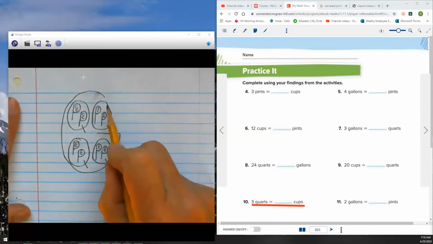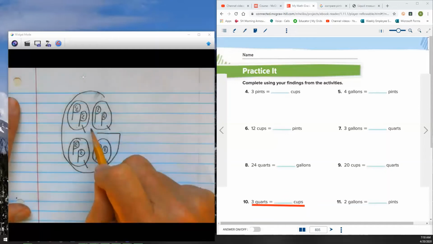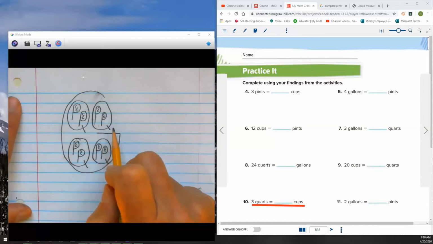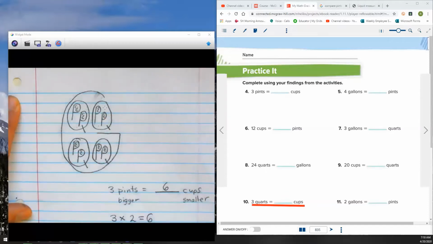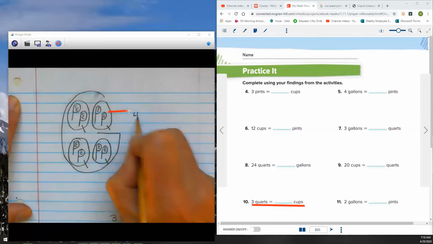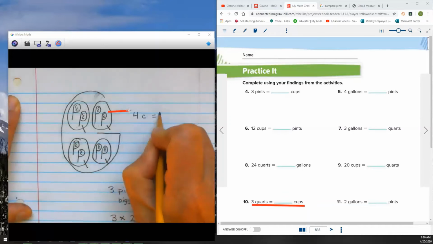Now I'm going to look at a quart, which is the big Q right here. I notice that there are 2 pints, but I'm not finding out about pints. I want to find out how many cups are in 1 quart. So I'll count the number of C's that are inside the big Q. 1, 2, 3, 4. So I now know that 4 cups equals 1 quart.